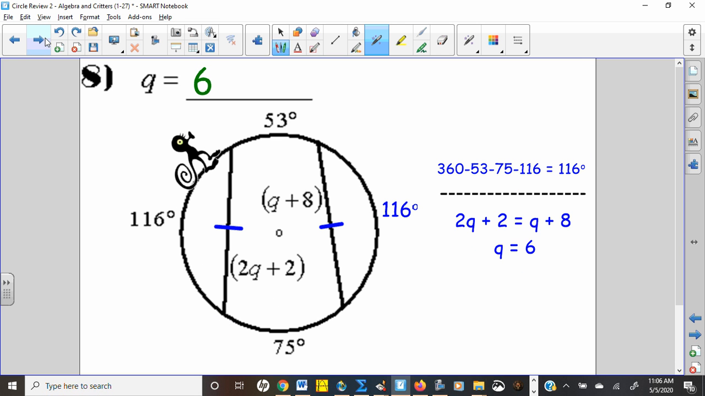Number 8, same type of thing, except this time we didn't know the chords were congruent. But once I subtract the 3 known arcs from 360, I find that I get 116. And congruent arcs tell us congruent chords. That was an if and only if theorem that we're applying there. If you're wondering what theorem, I believe it's 10.3. Congruent arcs are defined by congruent chords. And so that's how you know that 2q plus 2 and q plus 8 have to be equal.